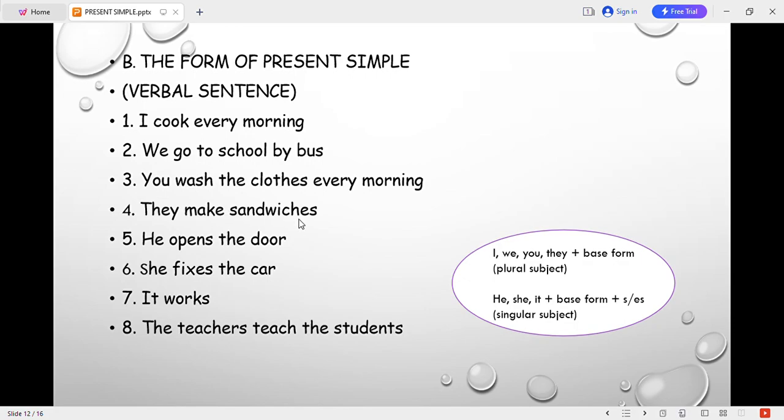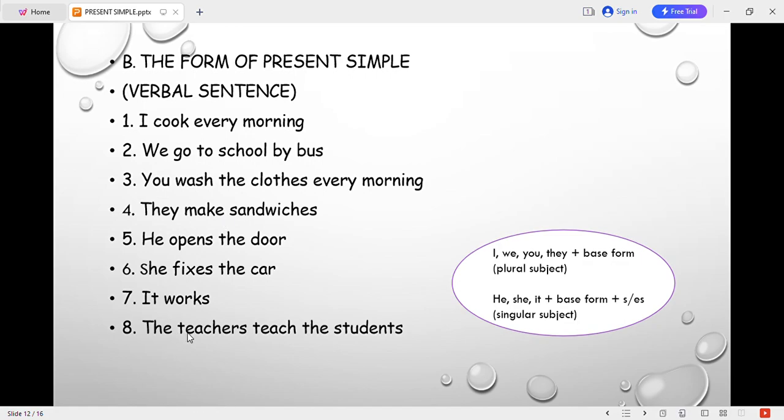They is a general subject, or sometimes we can say the children make sandwiches, because the children is more than one person. So many students, the children. Another example, the students make sandwiches. If there is no s at the end of the word student, the student make sandwiches, that's wrong. So the students, I put s.